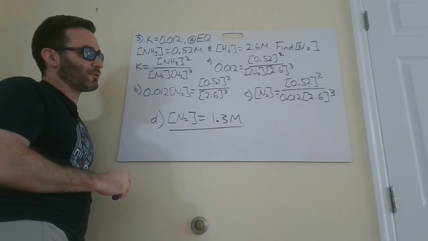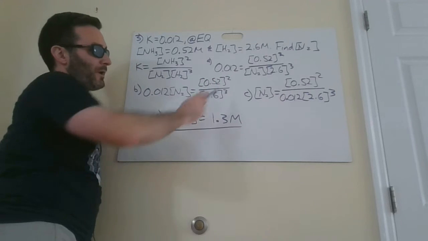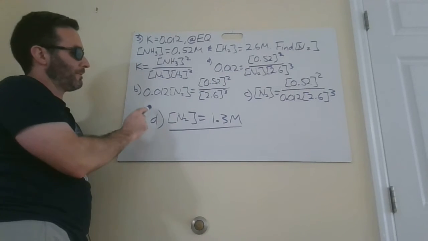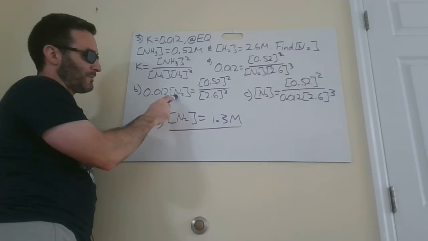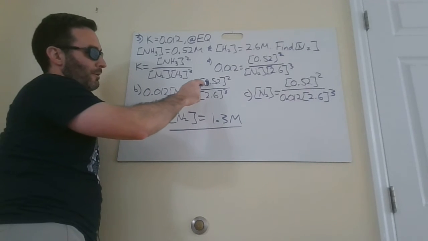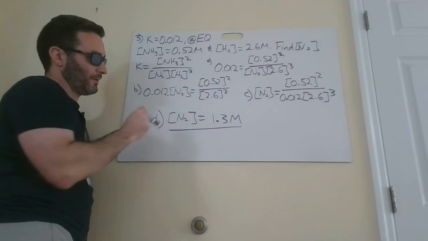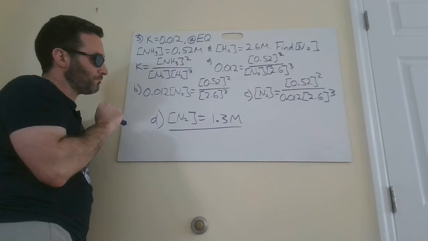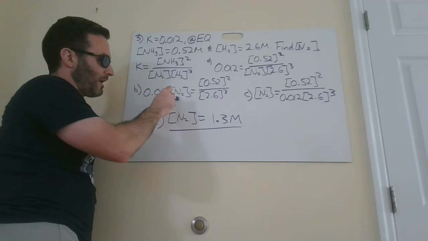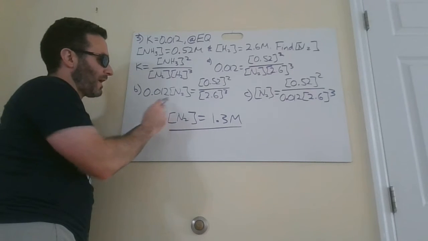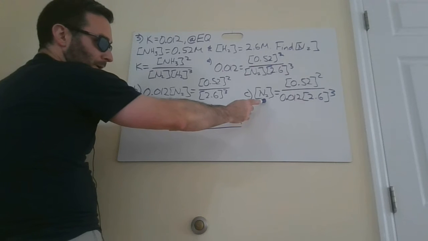So let's do a little bit of algebra and rearranging of terms. If you multiply both sides by nitrogen gas, N2, 0.012 times nitrogen gas equals 0.52 squared over 2.6 to the third. Well, now let's get the variable by itself. Well, if you're going to do that, divide both sides by 0.012. Well, that gives us our next step.